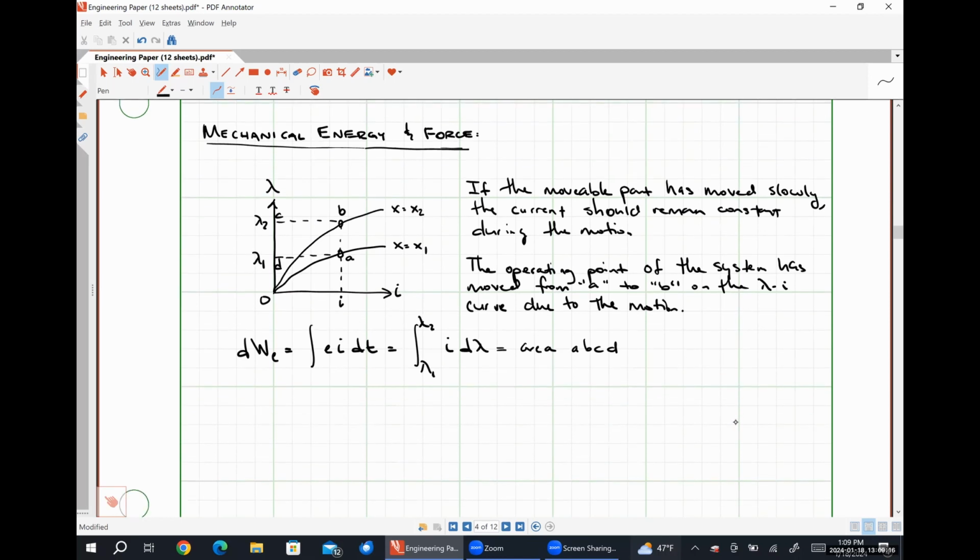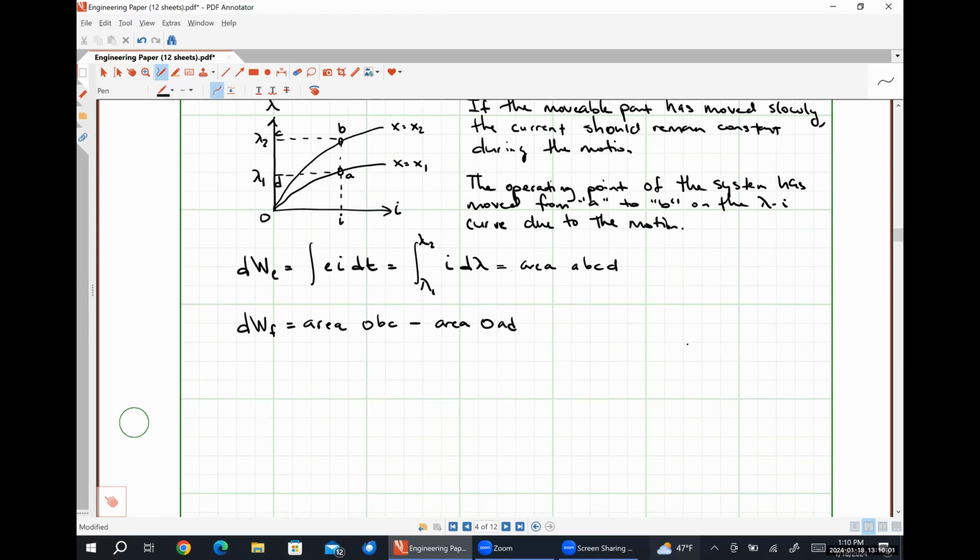The field energy in the system has also changed, right? So our field energy is going to be effectively the area from the origin to B, C. This area is the energy after our plate moved, and we're going to subtract from that the area O, A, D, which is the energy before our plate moved.